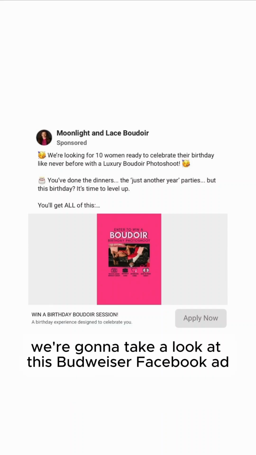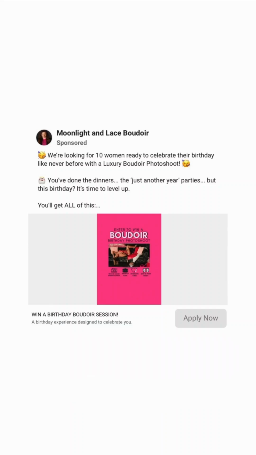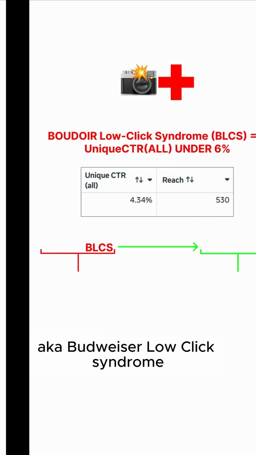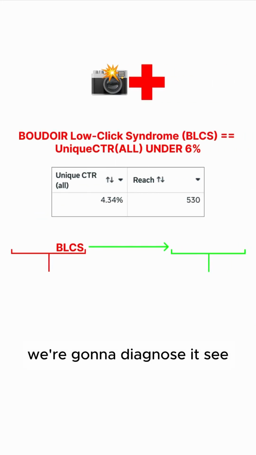All right, y'all, we're going to take a look at this Boudoir Facebook ad, see if we believe it has BLCS, aka Boudoir low click syndrome. We're going to diagnose it, see what our thoughts are.